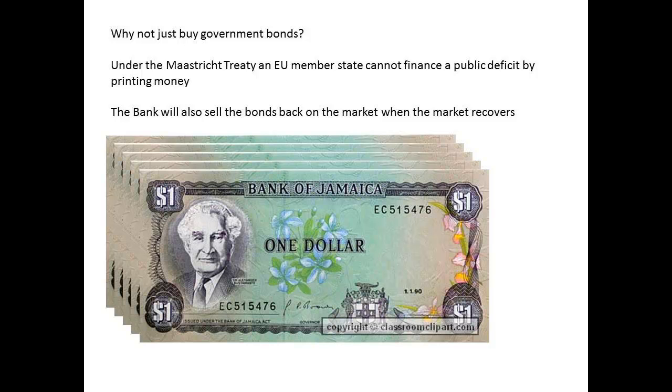The Maastricht Treaty also laid down conditions for the amount of deficit there should be in relation to GDP, and it was designed to prevent situations such as the one in Germany in the 1920s from happening again. The central bank will also hope to gain when the market recovers by selling the bonds back on the market.